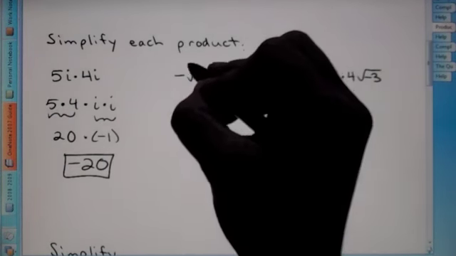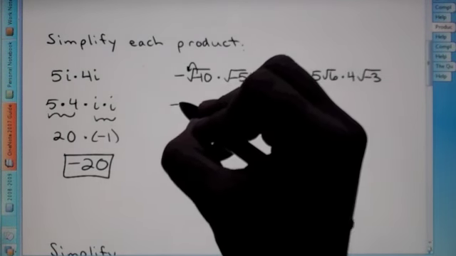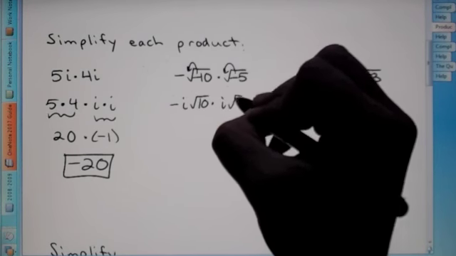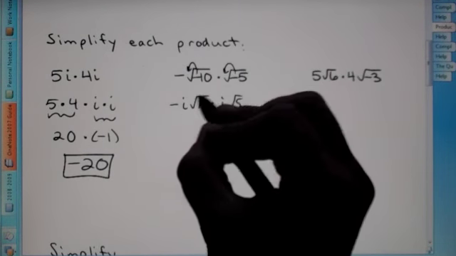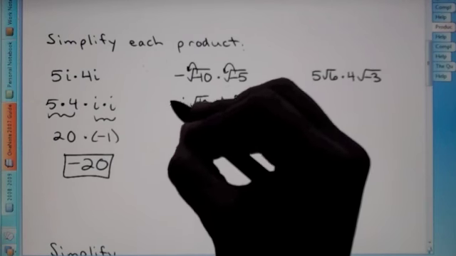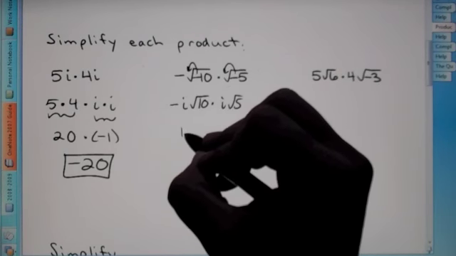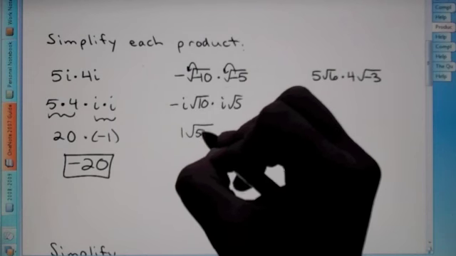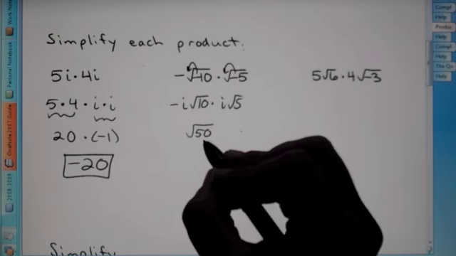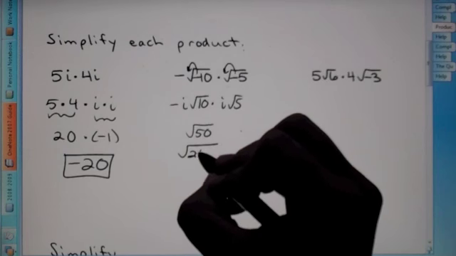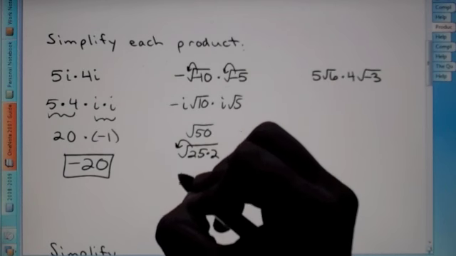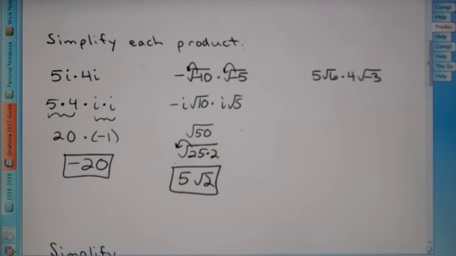Here we have to simplify. Remember, we want to take the negative out to make it an i. So you get negative i root 10 times i root 5. Now you're going to multiply. i times i is negative 1, but there is a negative already in front, so we have a positive 1. 10 times 5 is 50. But we don't even need that 1 in there anymore. So the question we ask ourselves now is, can we break down 50? Which we can, which would be 25 times 2. Square root of 25 is 5, leaving us with a 2 underneath the root.